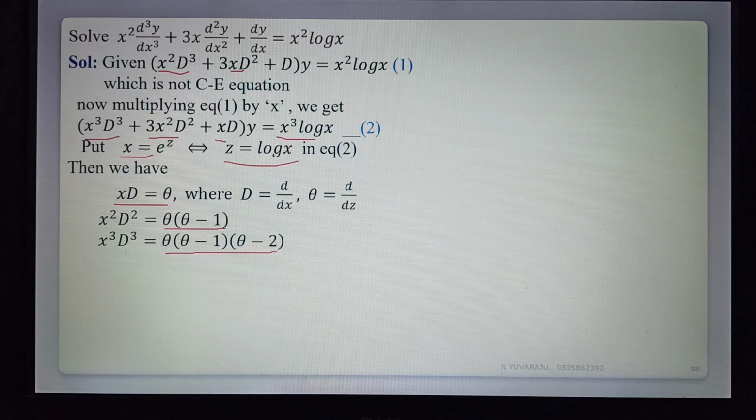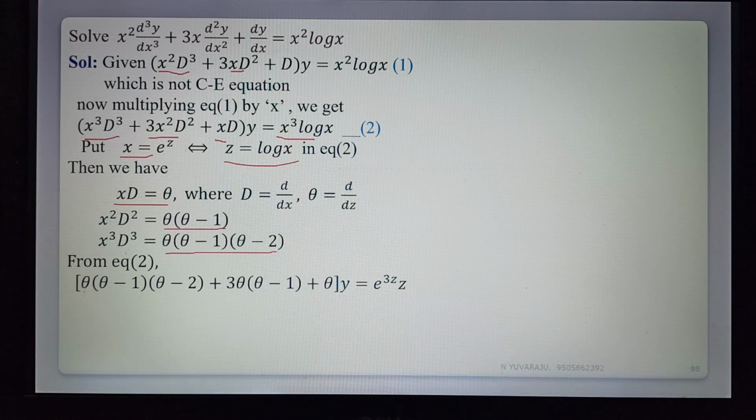Substituting from equation 2, all these are substituted, and x cube is equal to e power 3z, log x is equal to z. Simplification is theta cube into y is equal to e power 3z z. This is f of theta into y is equal to Q of z. Now finding the solution, it is non-homogeneous: yc plus yp.